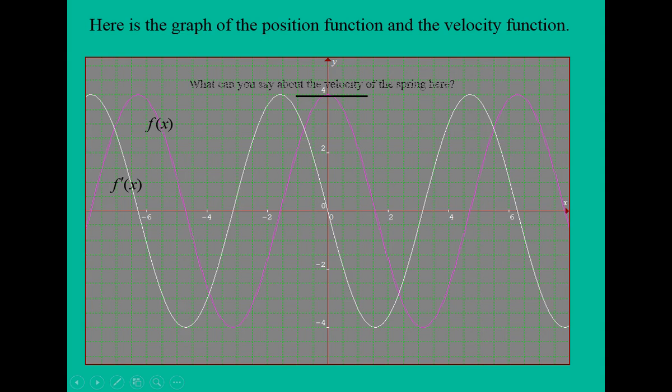What can you say about the velocity of the spring at x equals 0? Here, the purple graph is our position function. We have a line when x equals 0 indicating that's the tangent line, and we can see the slope of the tangent line when x equals 0 to our graph is 0. Now look at the derivative graph, the white graph. We can see the value of the derivative function when x equals 0 is 0.